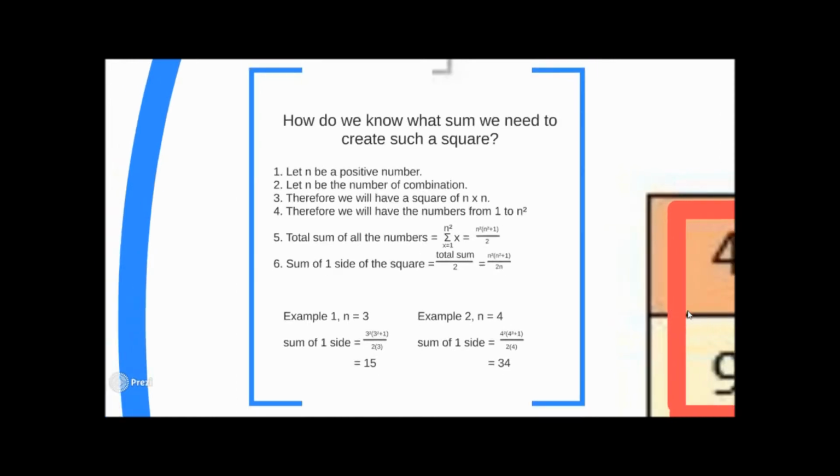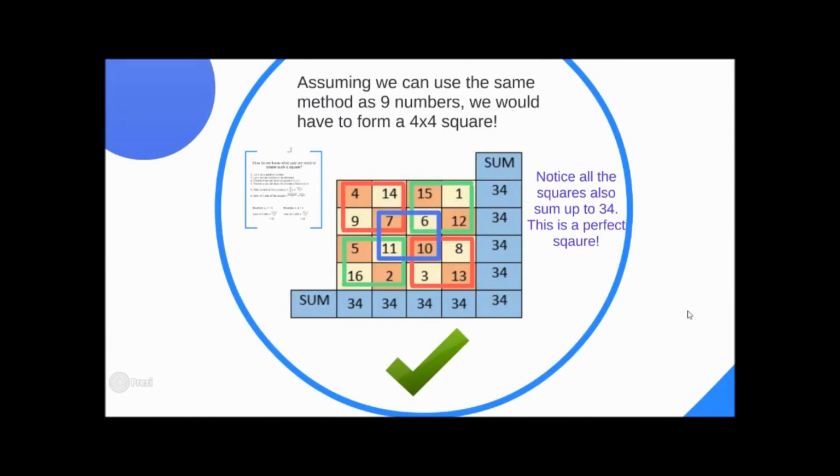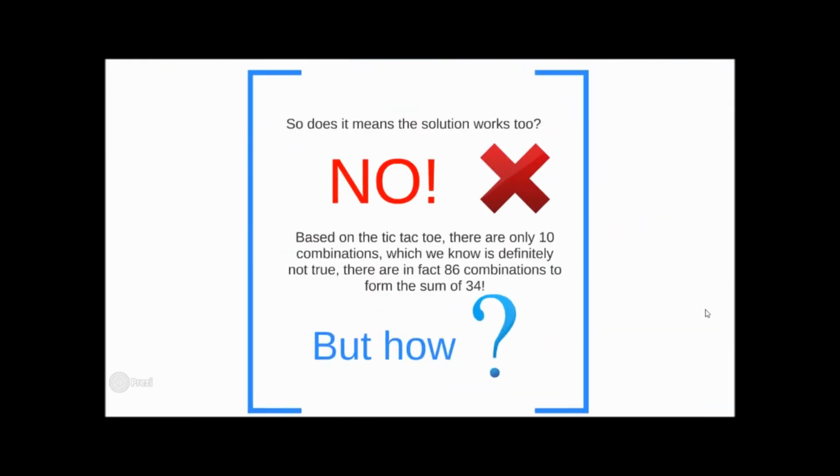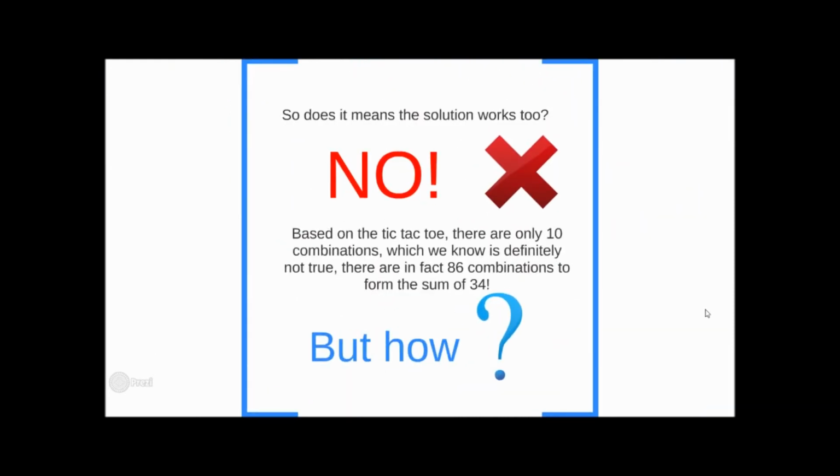So let's get back to the square and see how it works. In this case, we are able to form a square which has the same formula as the 3x3 square. Do take note that in this example, this is a perfect square where all the 5 subsquares that are highlighted also sum up to 34. So does this mean that the solution works? Well, actually, no. Based on this tic-tac-toe that we formed, there are actually 10 combinations which can form a line to win in a tic-tac-toe, but in fact, there are actually 86 combinations to form the sum of 34 using the numbers 1 to 16.